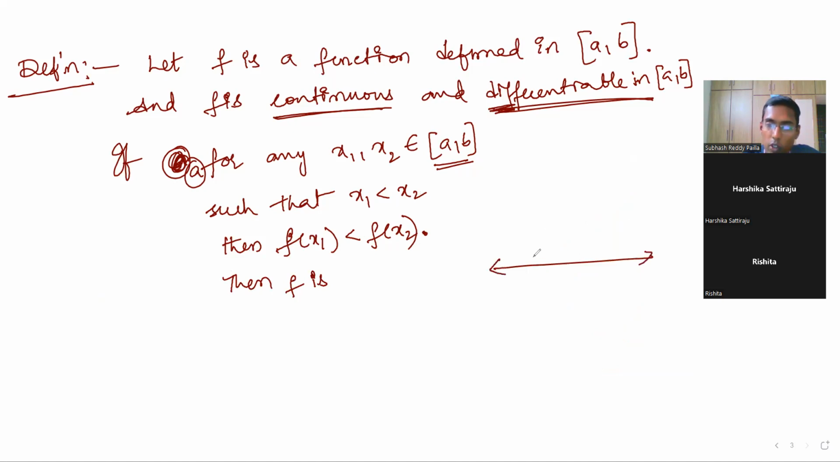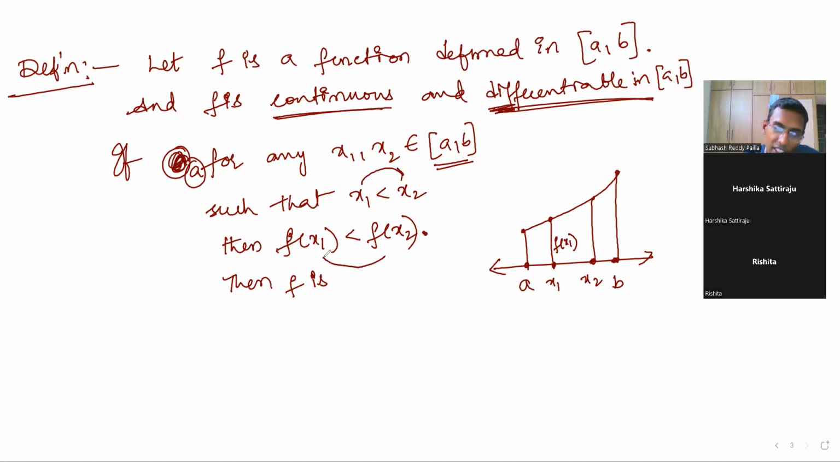You take any two. Let's say this is A, this is B. From A to B, the curve is like this. x1, x2, anything you take from this. x1 you take here, x2 you take here. x1 is less than x2, then f of x1 is this, f of x2 is this. x1 less than x2 implies f of x1 is less than f of x2. That means as x is increasing, f of x is also increasing. Like this, x1 less than x2 less than x3, then f of x1 is also less than f of x2.